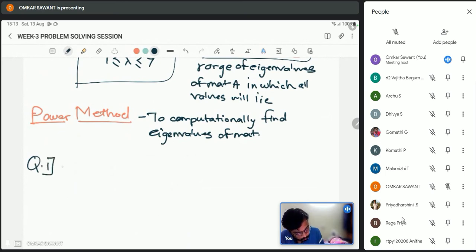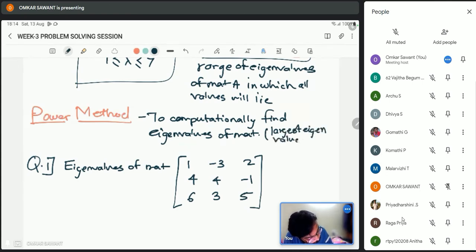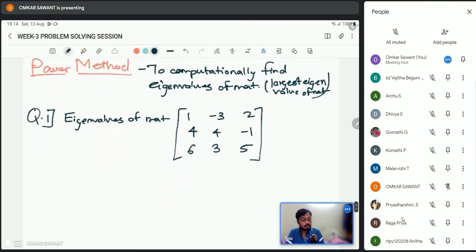Say we want to find the eigenvalues of the matrix [1 -3 2; 4 4 -1; 6 3 5]. This method gives you the largest eigenvalue.